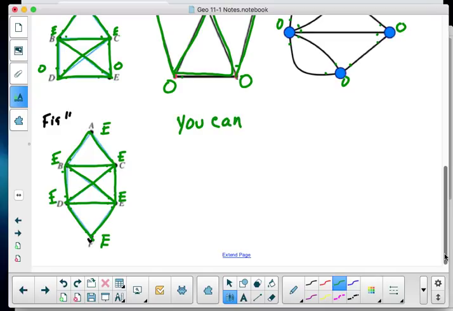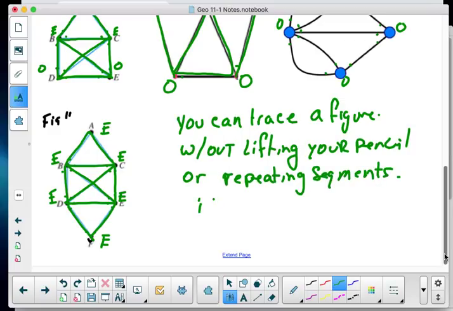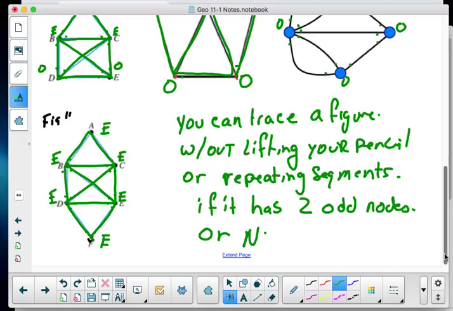You can trace a figure without lifting your pencil or repeating segments if it has two odd nodes, and what they are, the little dots, are called nodes, or no odd nodes.